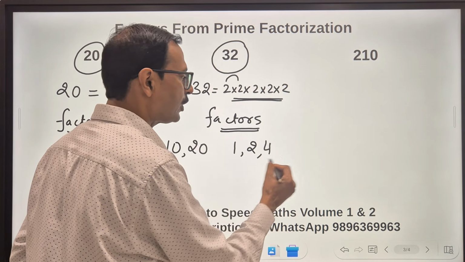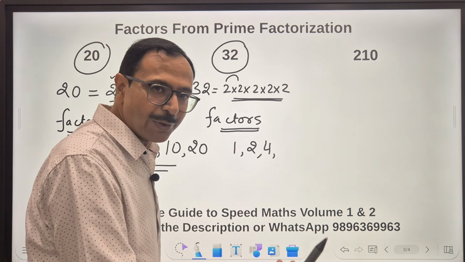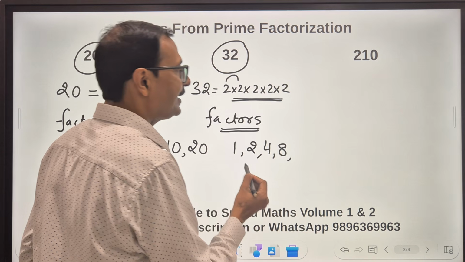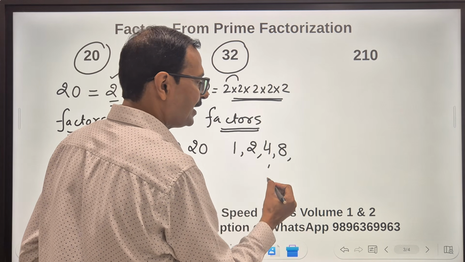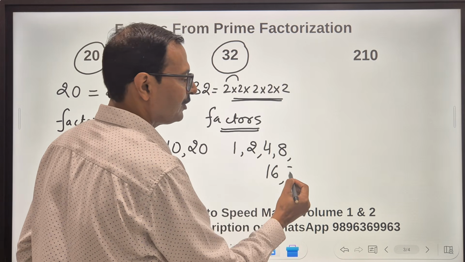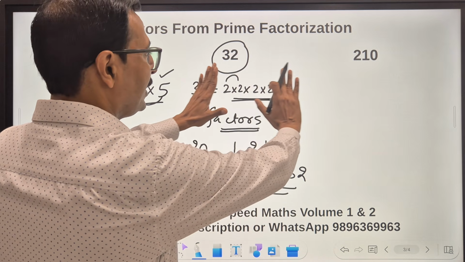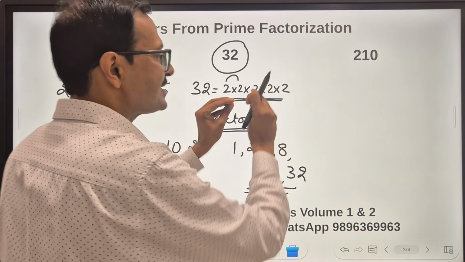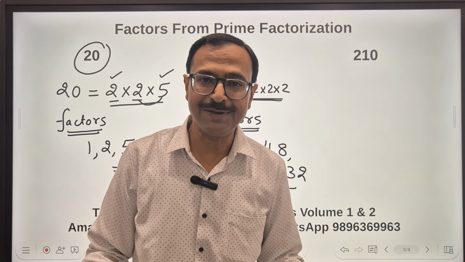So 2 into 2 is 4. And then when I make triples, it will be 2 into 2 into 2 only. That is 8. And then when I take 4 at a time, it will be 8 times 2, 16. And finally, all 5, it will be 32. So if the number contains only one prime number as a factor, then listing down the factors of that number is very easy.